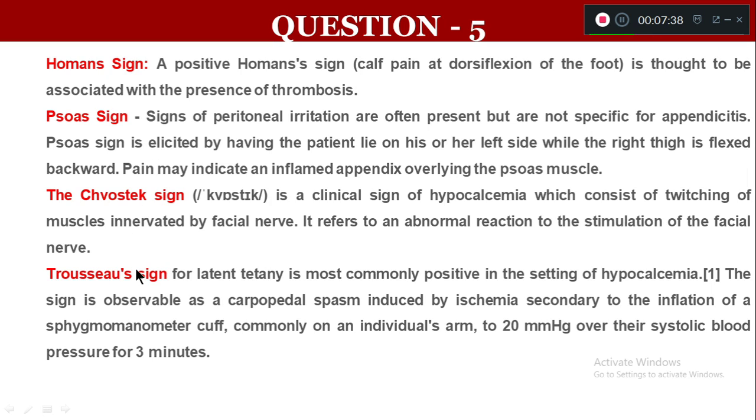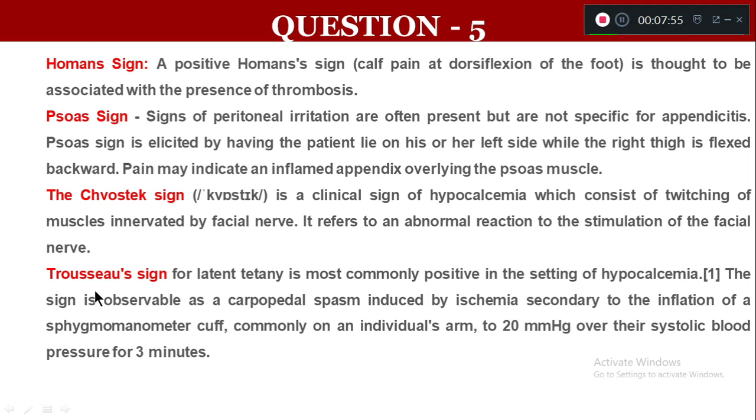The Chvostek sign and Trousseau sign you know very well. They are associated with hypocalcemia. In the Chvostek sign, there is twitching of the muscles innervated by the facial nerve, which leads to an abnormal reaction to stimulation of the facial nerve.